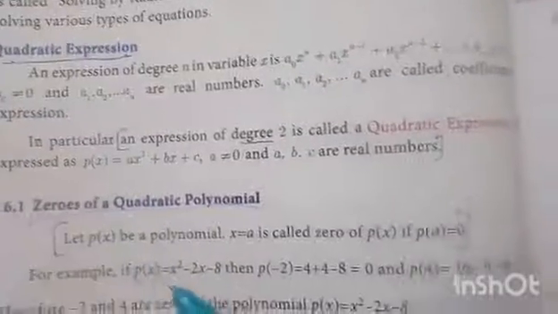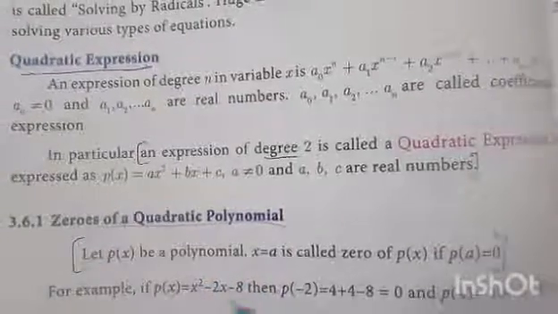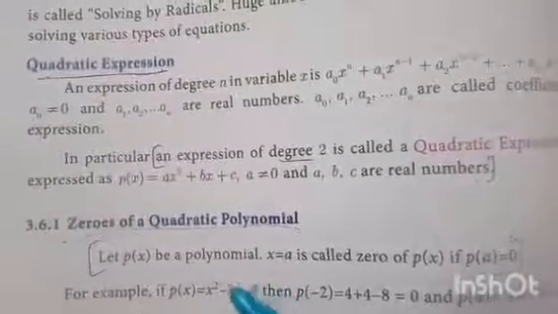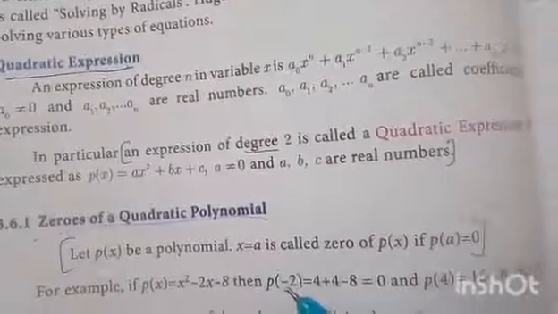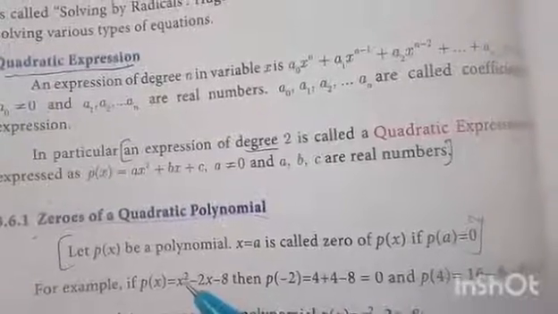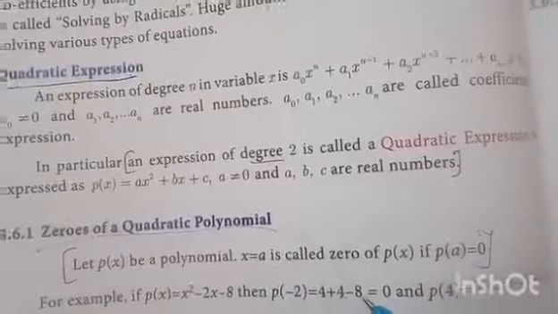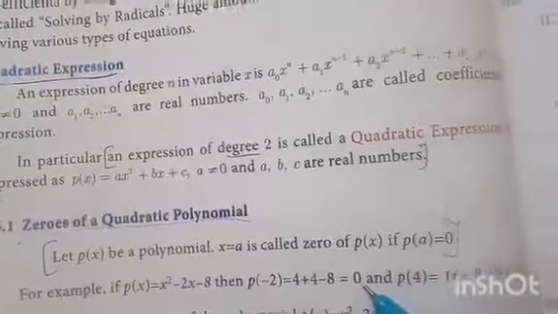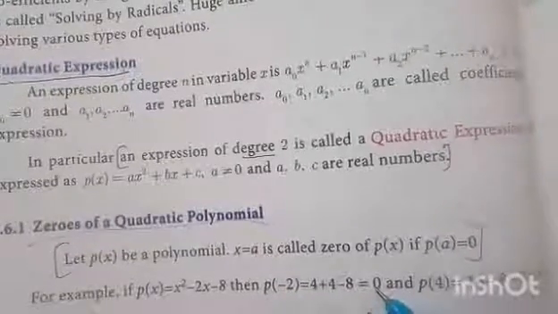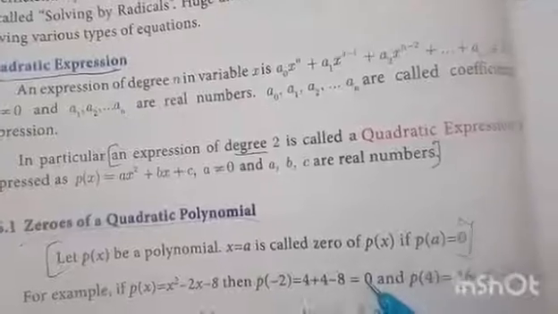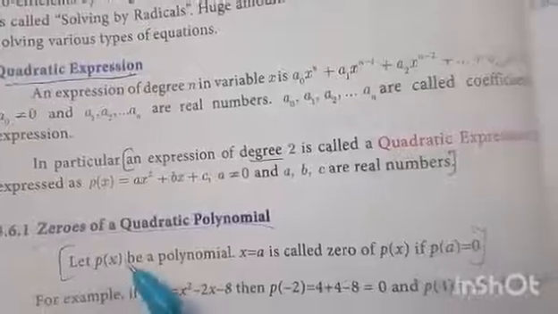For example, p of x equals x square minus 2x minus 8. For this expression to become 0, we have to substitute the values one by one. Suppose we substitute p of minus 2: minus 2 whole square is 4, minus 2 into minus 2 is plus 4, minus 8. That is 4 plus 4 minus 8, equal to 0. So when we substitute minus 2, we get 0. Then we conclude that minus 2 is a zero of p of x.